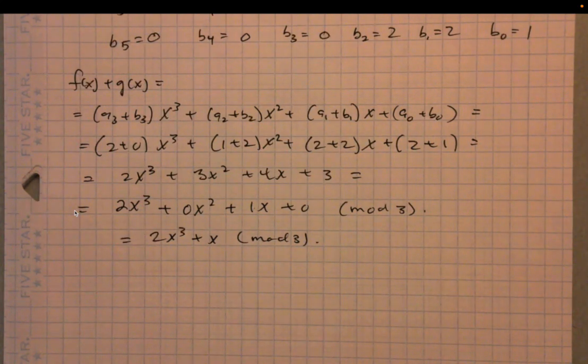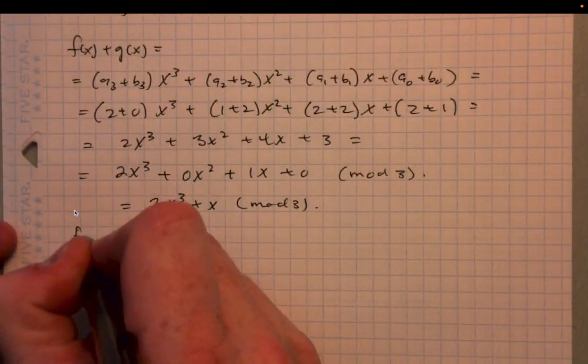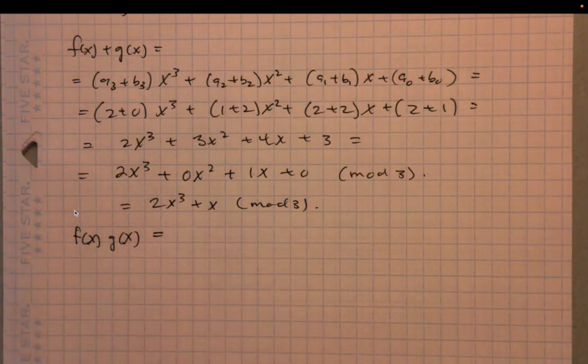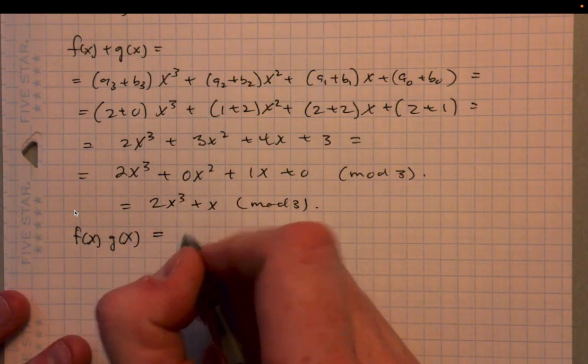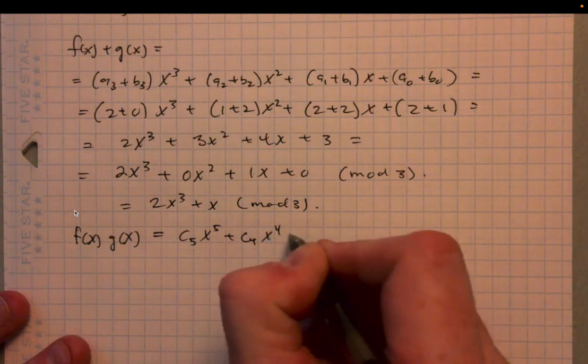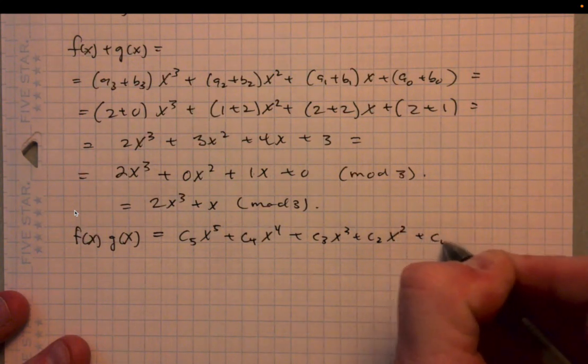This is the kind of thing you could easily program a computer to do. You plug in two polynomials, parse them out, add the coefficients, and calculate the least residue really quickly. Addition is super simple, but with multiplication, you'll see it's quite a bit more involved, and these are even relatively small polynomials. If I were to multiply these together, I would need c5 x to the fifth plus c4 x to the fourth plus c3 x cubed plus c2 x squared plus c1 x plus c0.